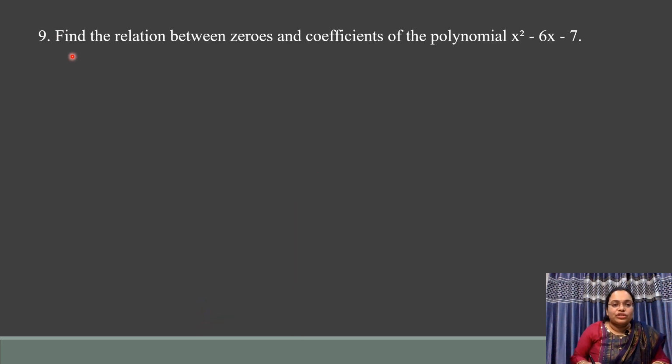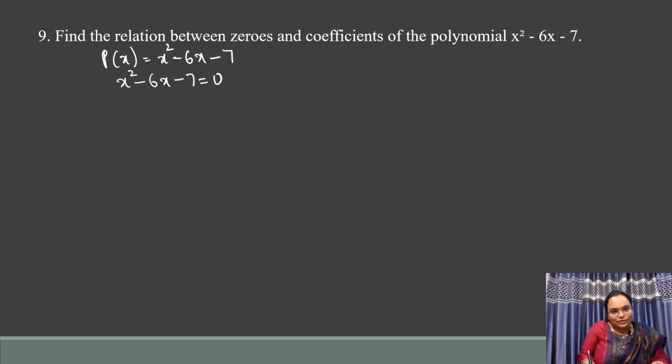So the next question is, find the relation between the zeros and the coefficients of the polynomial. So what is the polynomial they have given? P of x is equal to x² − 6x − 7. First, we need to find the zeros of the given polynomial. If you want to find the zeros, we will equate the given polynomial to 0. x² − 6x − 7 = 0.